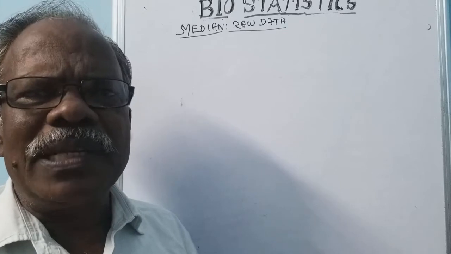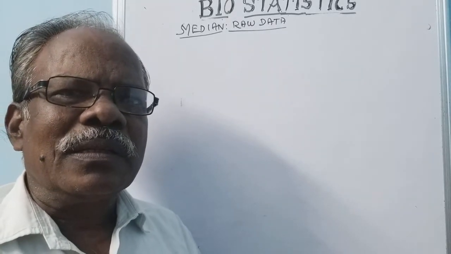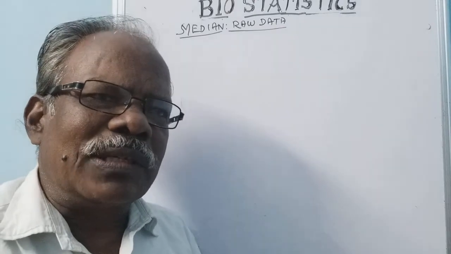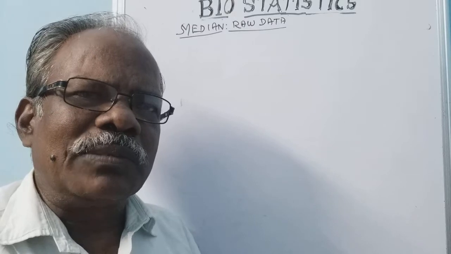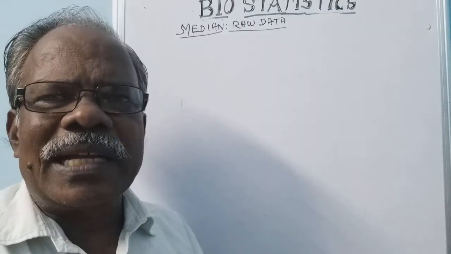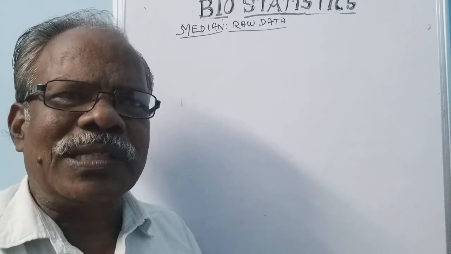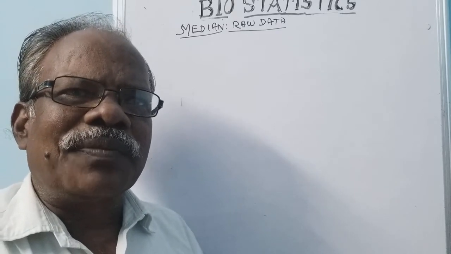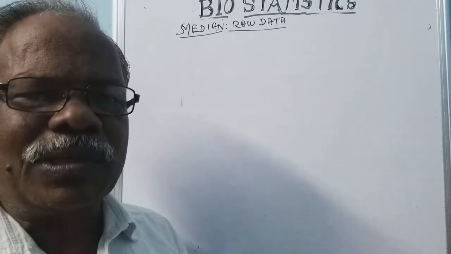So the median means center point. Naduvile irukkira pulli. So in the road also there is a median which divides the road into two. Similarly, it divides the data into two. That is the center point which we are going to see from the data, that is called median. So now we will be seeing about the raw data.